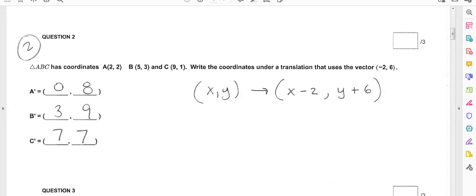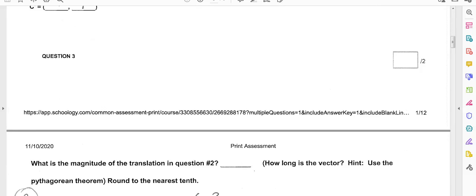Now, using the rule, you could have just subtracted 2 from the x, 2 from the x, 2 from the x, and then added 6 to the y, 6 to the y, 6 to the y. So, you could have done it either way.